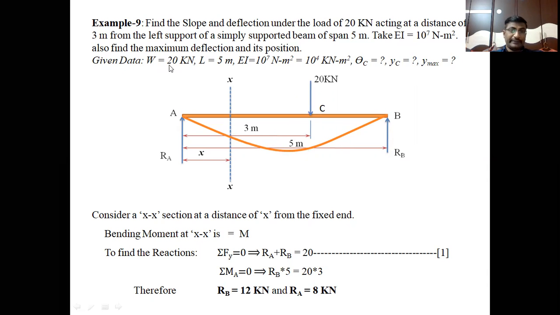So given data is W equal to 20 kilonewtons, point load, which is acting at a distance of 3 meters. L is equal to 5 meters. EI is 10 to the power of 7 Newton meter square. After conversion into kilonewton meter square, it is 10 to the power of 4 kilonewton meter square. We have to find the slope at point C, that is under the load, YC, the deflection at point C, that is the deflection under the load, and Y maximum, the deflection that occurs somewhere else in the beam.